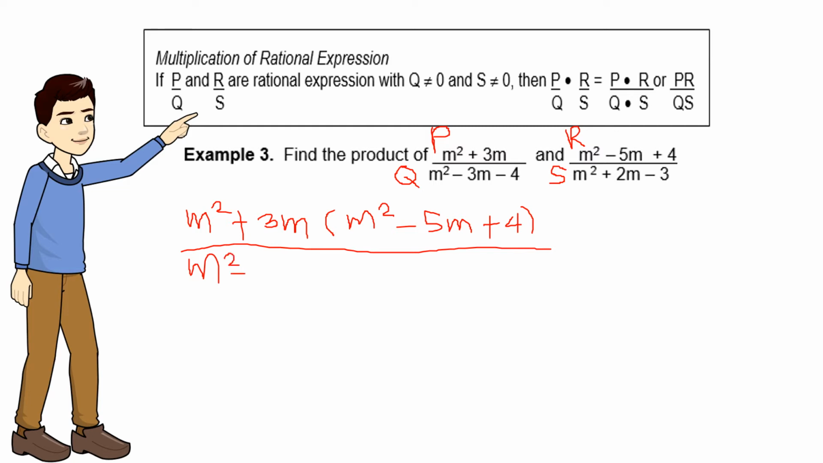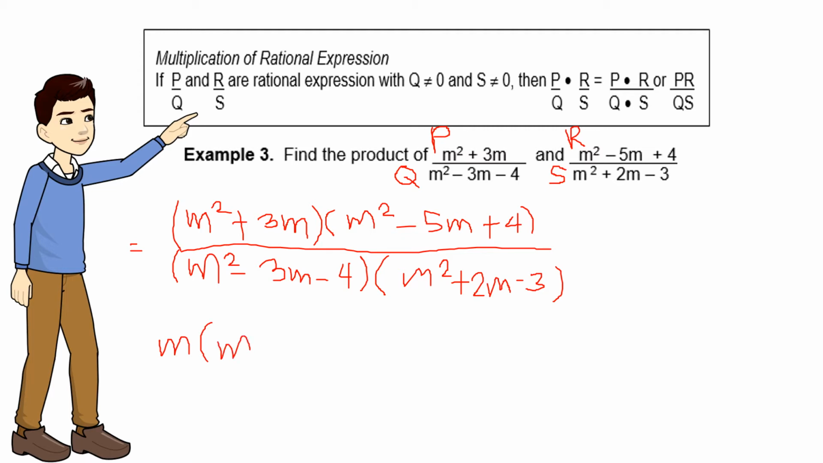So m squared minus 3m minus 4. So dito, medyo marami yung ating ipapactor. So, kailangan naka-simplest form lahat bago tayo mag-proceed with the multiplication. Simplify muna natin lahat ng ating terms. I-express muna natin sa factors. So, factor na natin yung ating m squared plus 3m. So, meron siyang factor na common nila ay m. So, m times m plus 3.